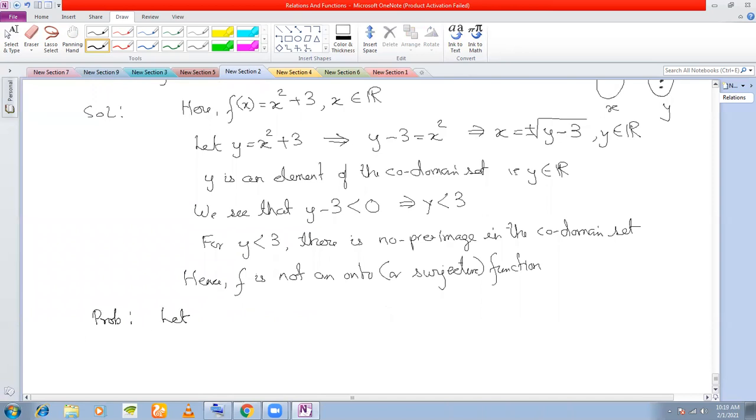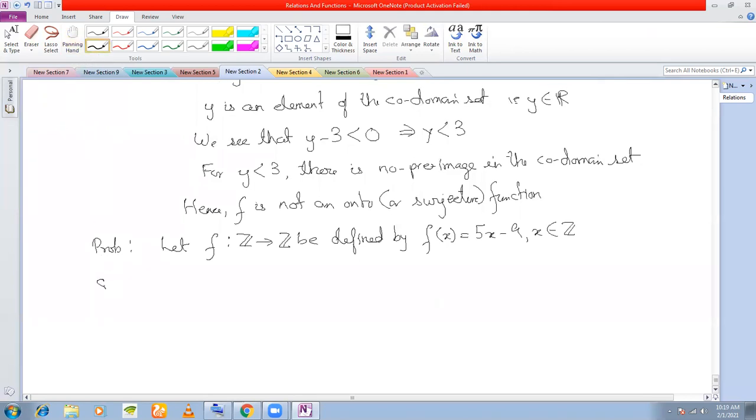Let f from Z to Z, where Z means integers, be defined by f(x) is equal to 5x minus 9, where x belongs to the domain set. And which one is the domain set? The Z. So, solution. Here f(x) is equal to 5x minus 9, x belongs to Z.